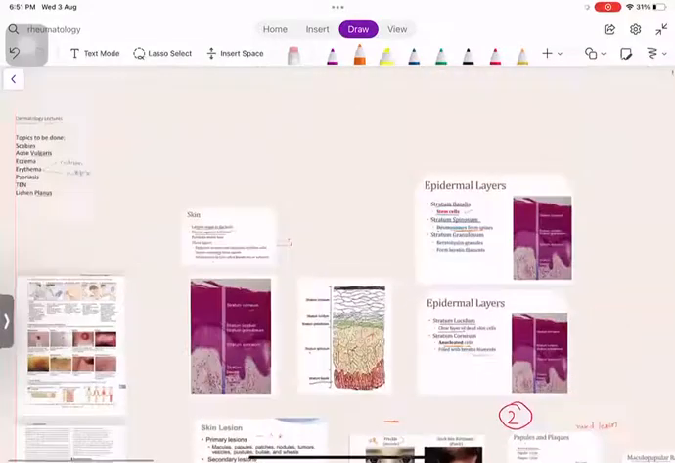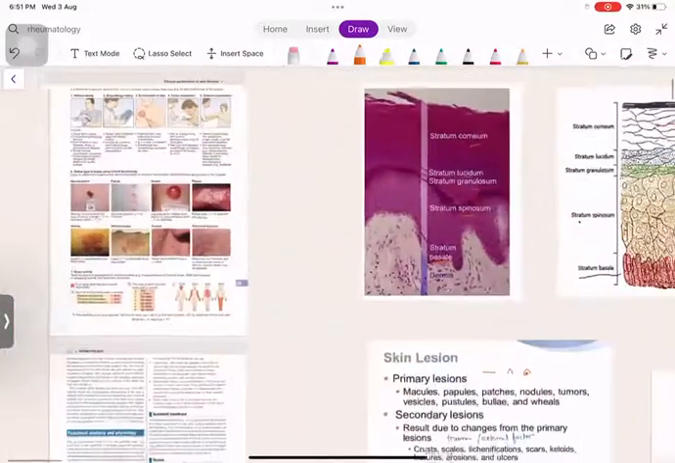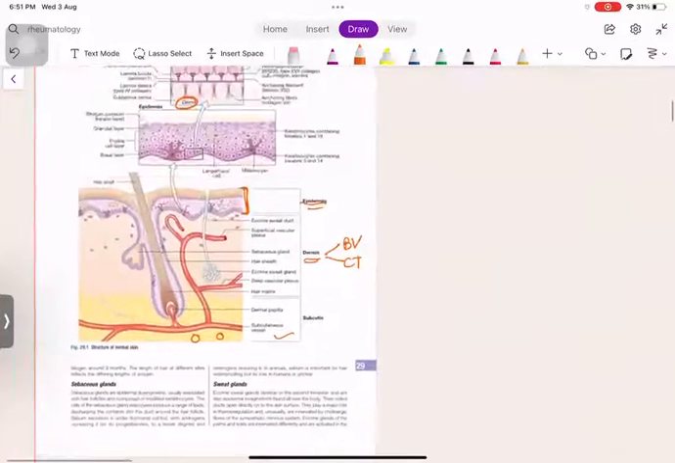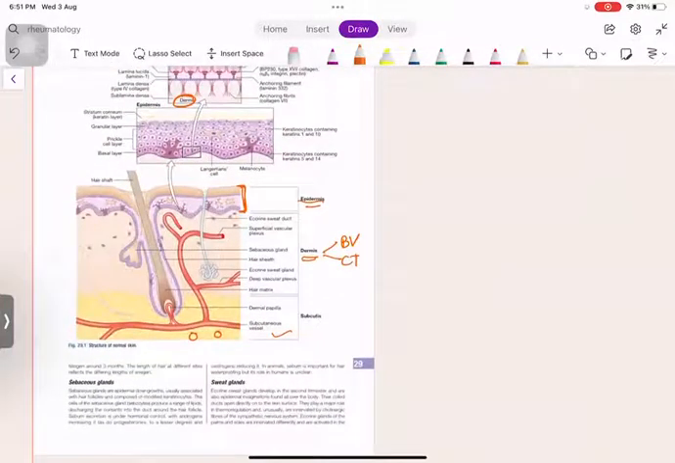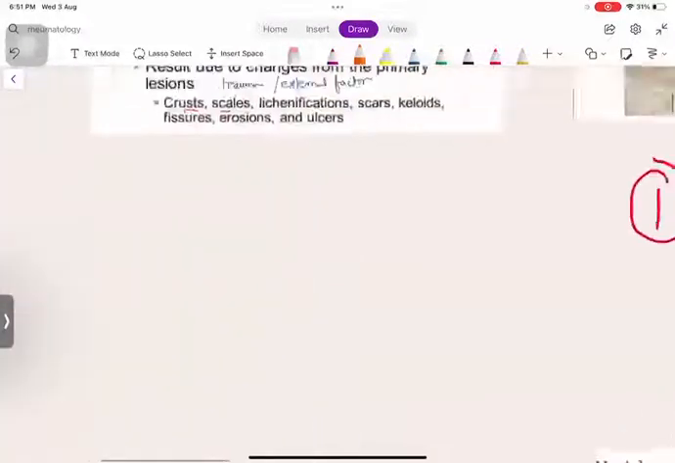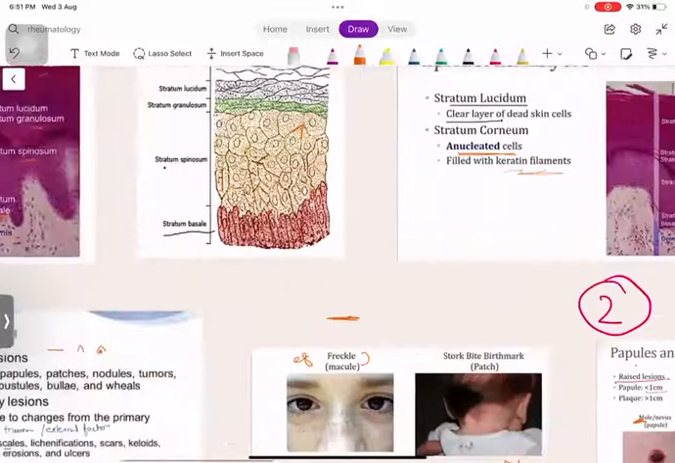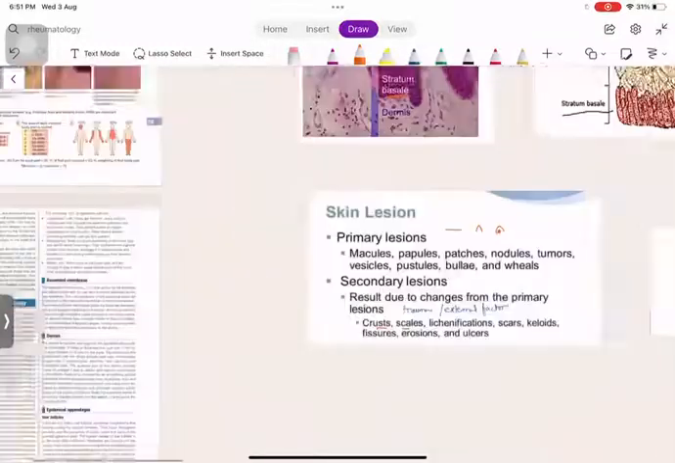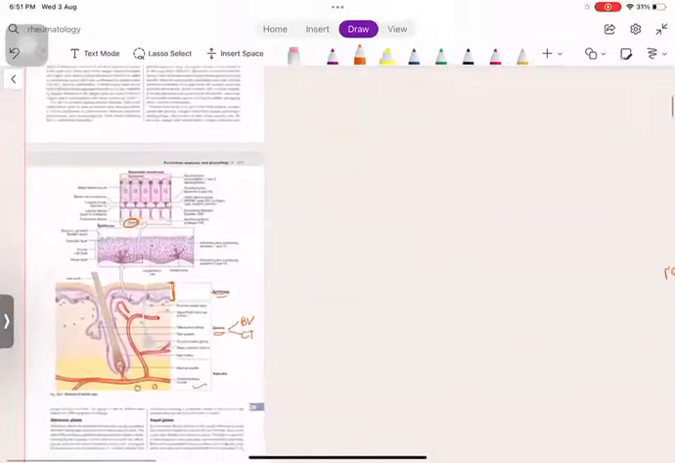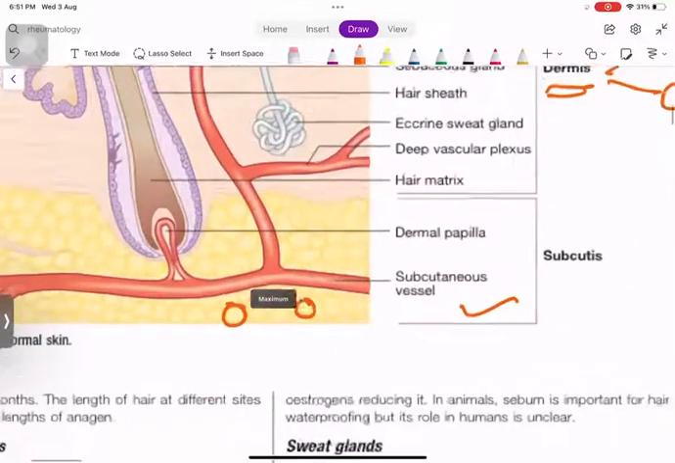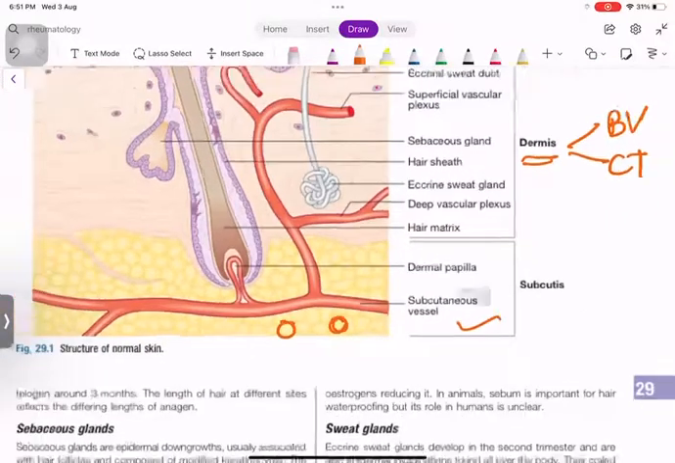Let's see again. Dermis, which includes blood vessels, connective tissue. Above it is epidermis, which consists of 5 layers, namely basale, spinosum, granulosum, lucidum, corneum. And subcutaneous layer includes fats, these are globules, and subcutaneous vessels.